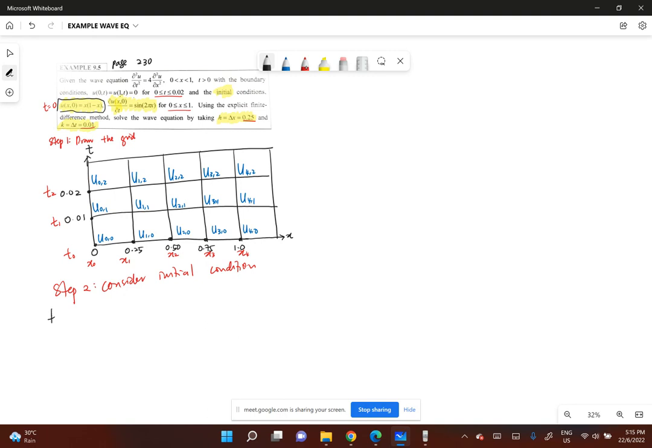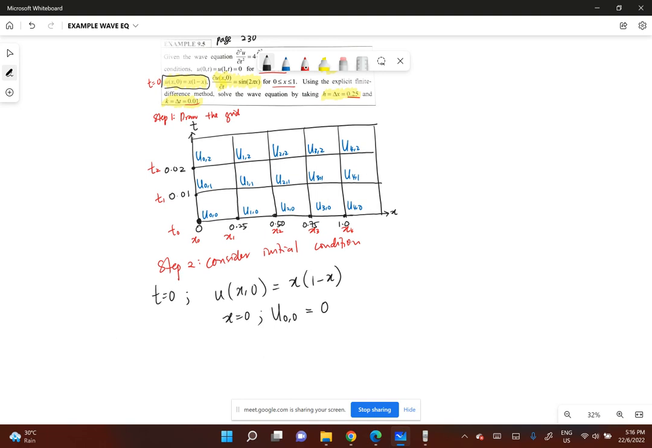So write when t is 0. Okay, so u(x,0) equal to x(1 minus x). So start with x equal to 0. If x equal to 0, that means here. So that means u(0,0) equal to 0. Substitute x(1 minus 0), so that means 0. Okay, so that means here this is 0.